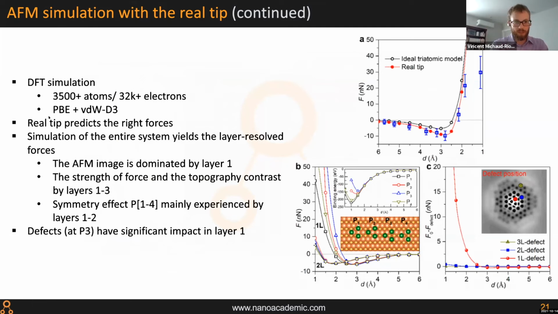All right, so in summary, we are able to do this kind of calculation. It is necessary to simulate a pretty large section of the tip if you want the right forces and match the experimental results. The AFM image itself is dominated by the first layer, so you could get something right by doing a triatomic model. But if you want other quantities like the strain of force and to observe the symmetry effect, which is having different binding energy depending on where your tip is relative to the surface, you will need to simulate more layers. That's also true for knowing the impacts of defects.